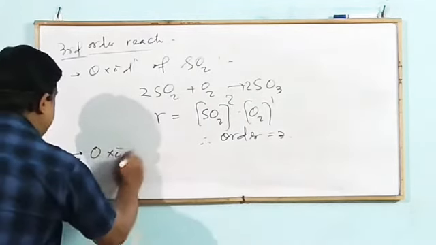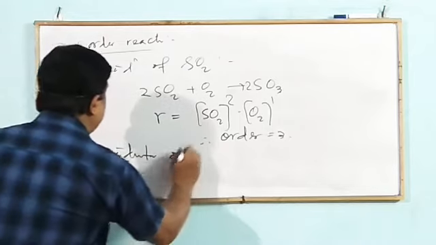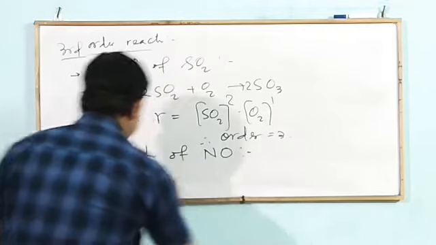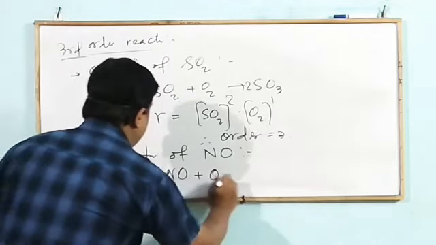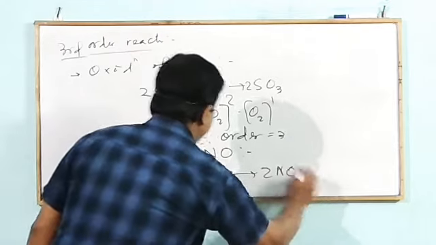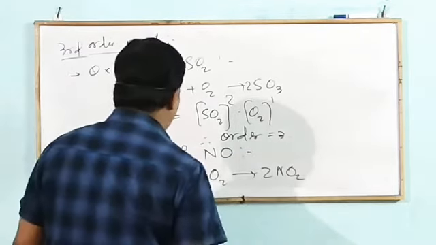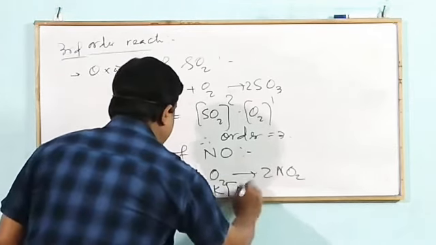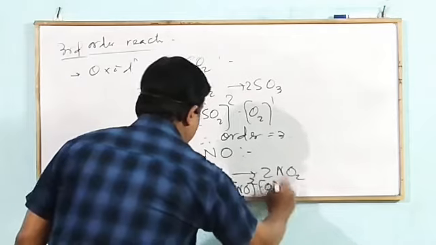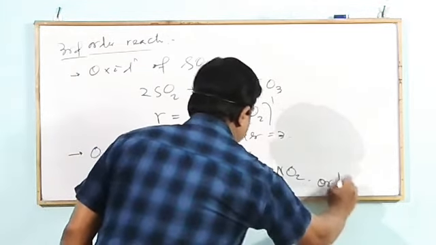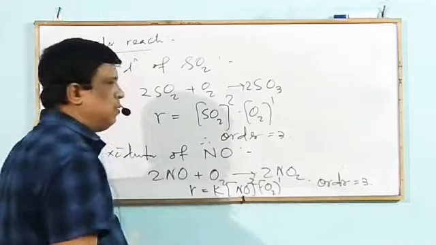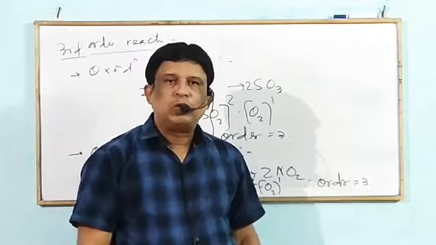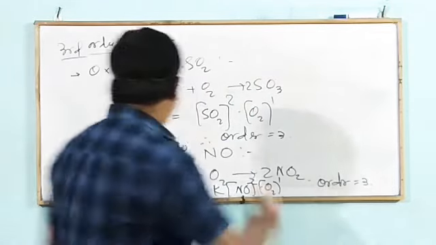Similarly, oxidation of nitrogen monoxide, that is nitric oxide, that is 2NO plus O2 give rise to 2NO2. Here also R according to rate law expression is K NO power 2 O2 power 1, that means order of reaction is equal to 3. These are some suitable examples of third order reaction. Next is fractional order reaction.